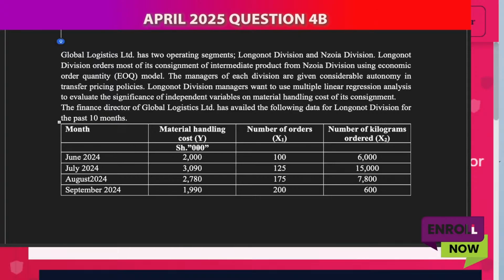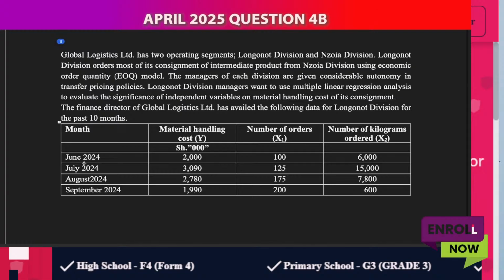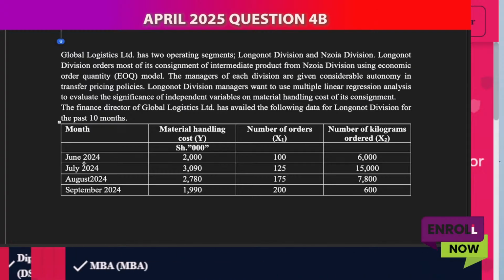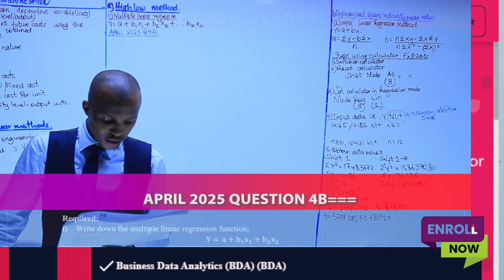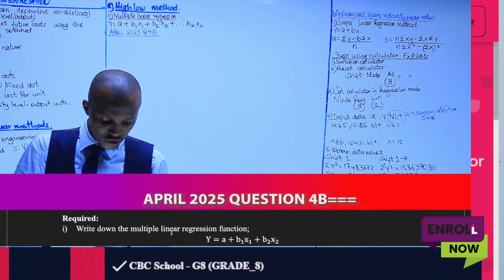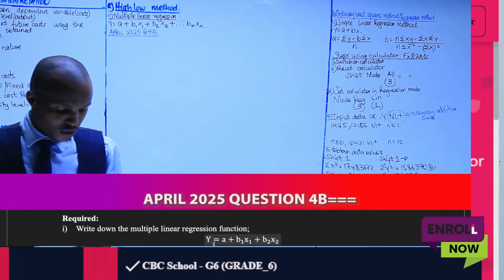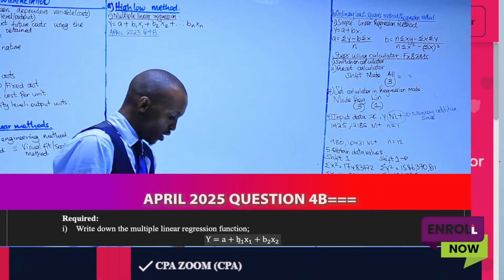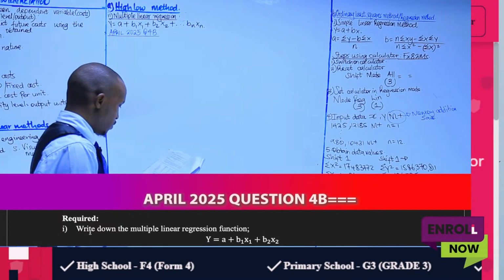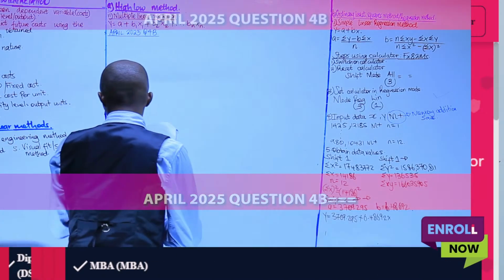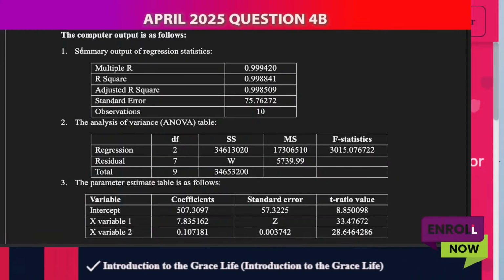So you have that as number 1. Then the analysis of variance table, you also have it there as number 2. And number 3, required: write down the multiple linear regression function. That is Y equals a plus b1 x1 plus b2 x2. So allow me to copy this table. There are 3 tables that I will need to copy.